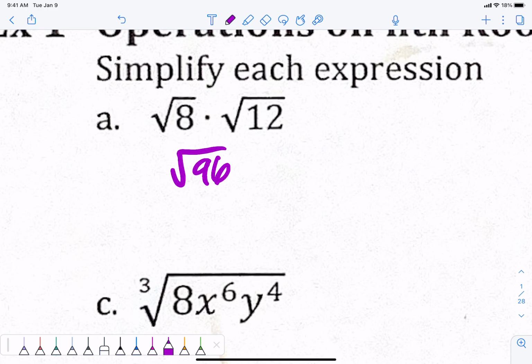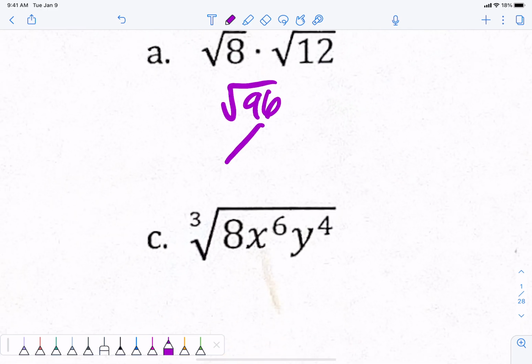You're going to have to break it down. So 96 breaks down into something. 48 and 2. You can't take the square root of 48, you can't take the square root of 2. 3 and 32. You can't take the square root of 3 and you can't take the square root of 32. 4 and 24. You can take the square root of 4. Think bigger than 4.